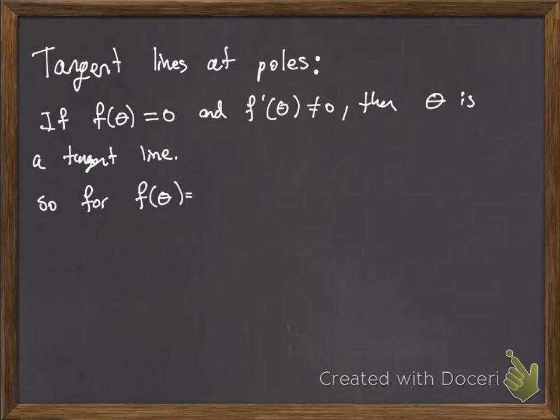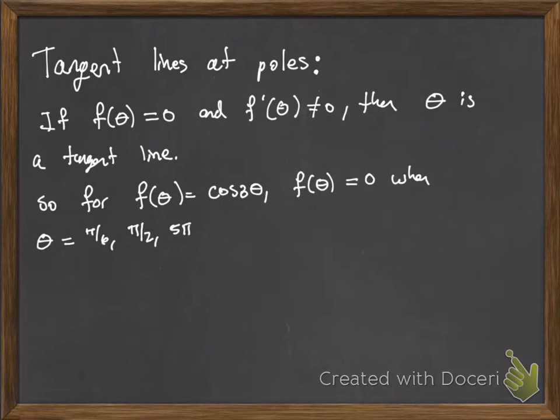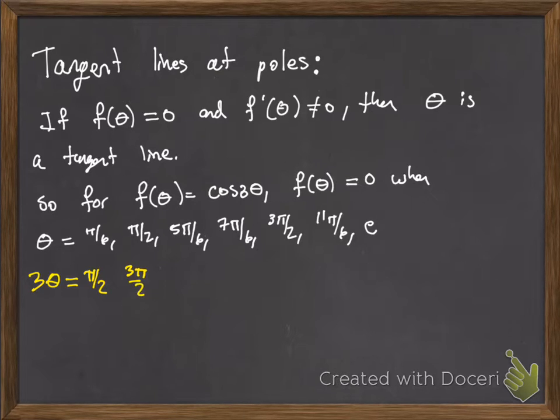So for our function cosine of 3 theta, we already found where it crossed the pole. That occurred when theta was pi over 6 and pi over 2 and 5 pi over 6. And we could actually go further: 7 pi over 6, 3 pi over 2, and 11 pi over 6, and we could keep going. And how we got these is, well, the cosine is equal to 0 at pi over 2, and then 3 pi over 2, and then 5 pi over 2, and then 7 pi over 2.